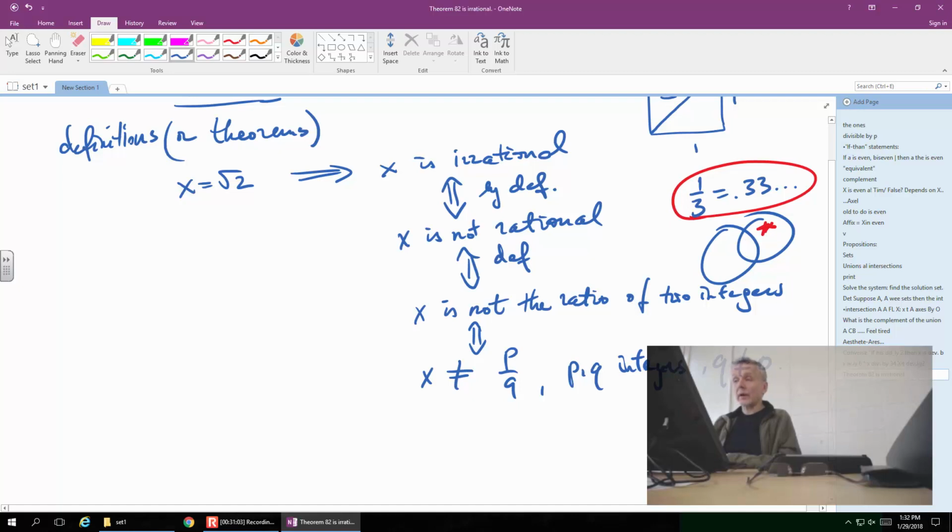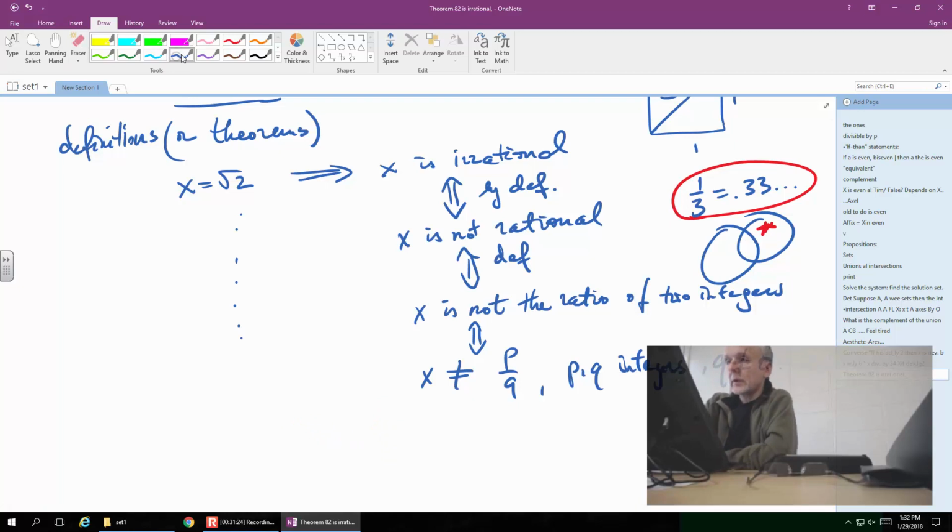Okay, so then at that point you could just write x is equal to the square root of 2. So I'm not doing anything here. What I'm saying is that the square root of 2 is not equal to p over q, where p and q are integers.